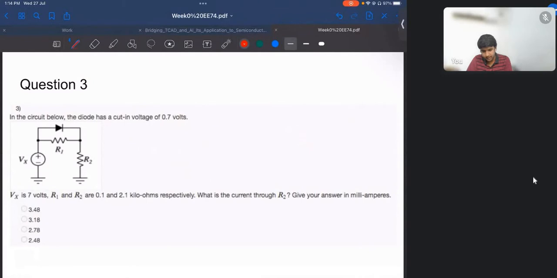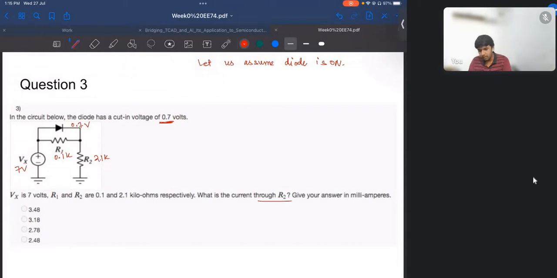In this question, the diode has a cut-in voltage of 0.7 volts, Vx is 7 volts, and R1 and R2 are 0.1 K and 2.1 K. What they are asking is the current through R2. For this we do not know if the diode is on or off. So first we will just assume the diode to be on.